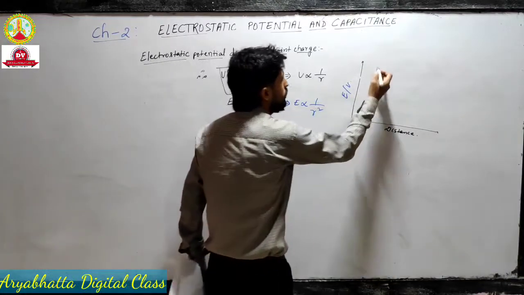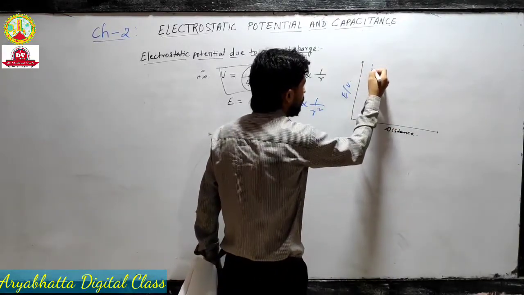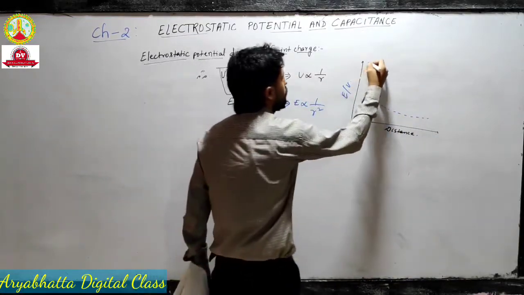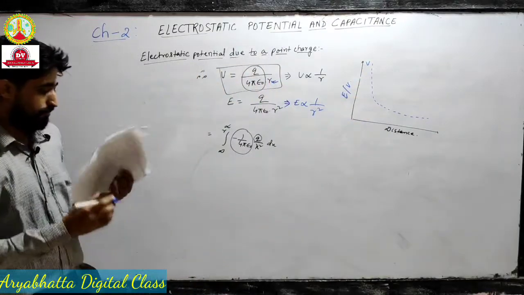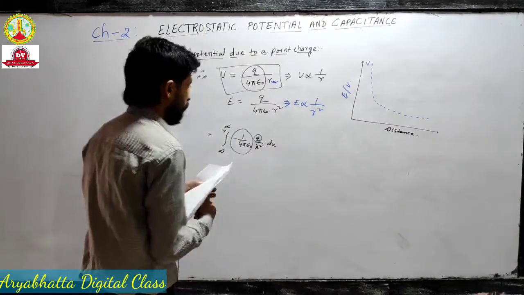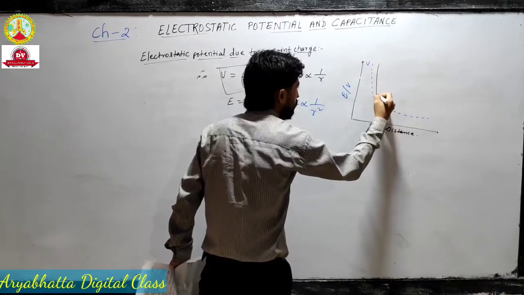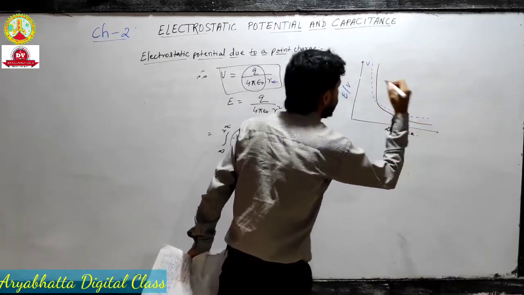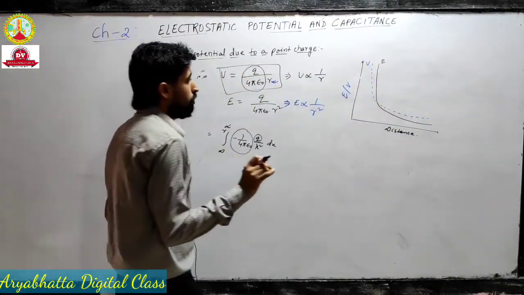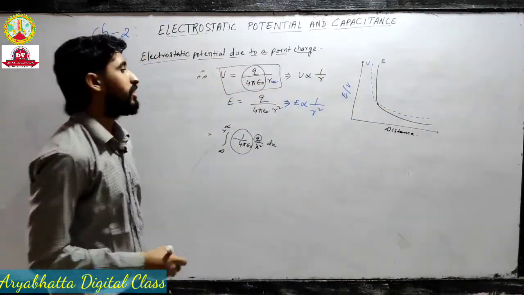So if I just plot V, that is the electric potential, you'll get a graph something like this. Fine. But if I plot a graph of the electric field, I will get something like this. Fine, so I will get a graph something like this. See, at one point they have met here, they have intersected each other.